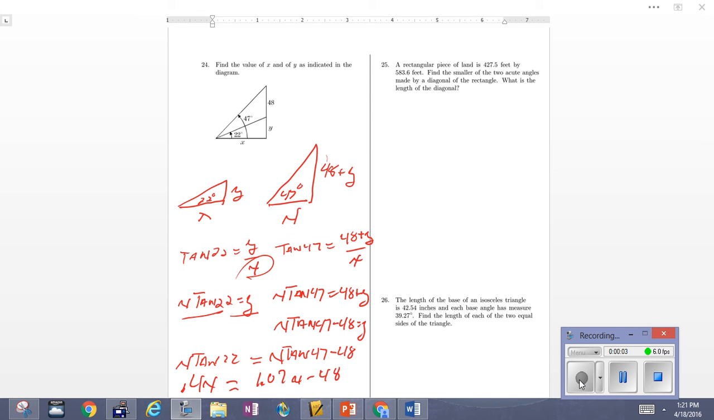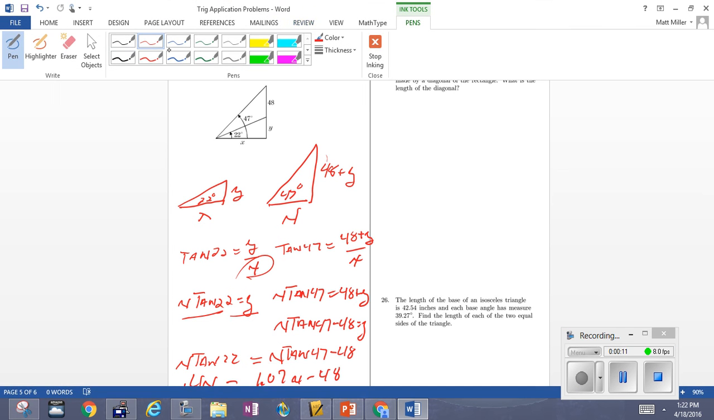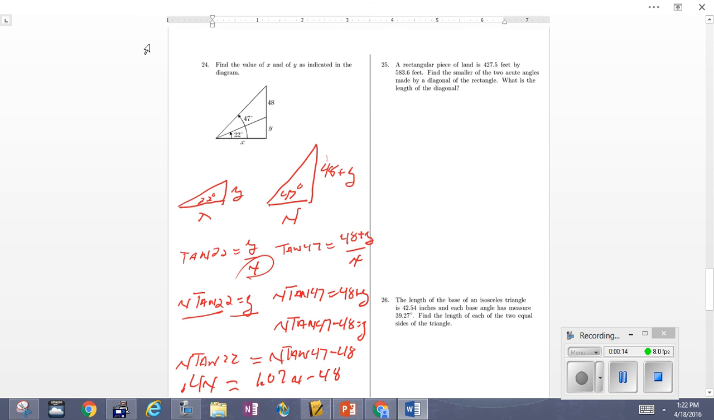Okay, let's take a look at these couple here, 25 and 26, which are very geometric. In fact, we're talking about the rectangle here, and its dimensions. Let's just start off by constructing it. It's a rectangular piece of land, 583.6 feet by 427.5 feet. Find the smaller of the two acute angles made by a diagonal of the rectangle.